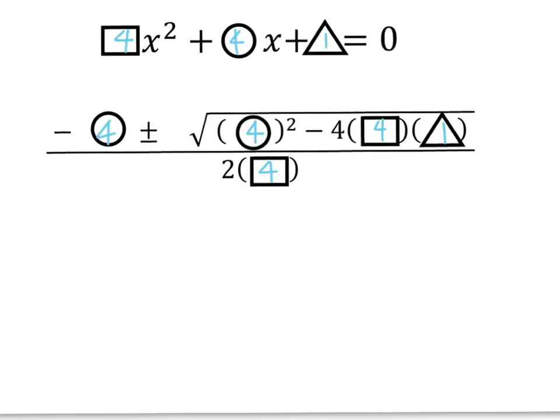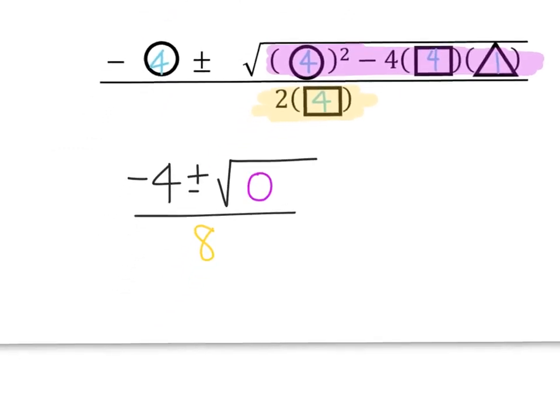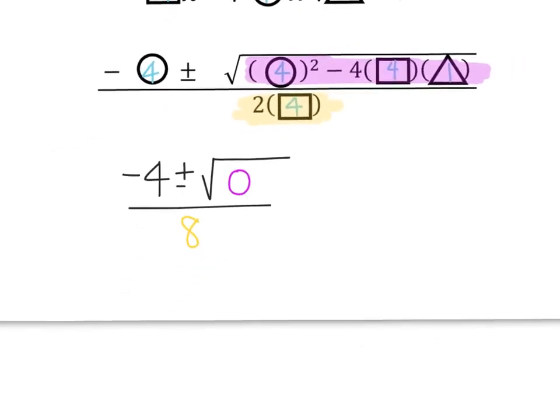So now all we have to do is figure out what our discriminant is. Remember, the discriminant is the part underneath the square root symbol. So it's 4 squared minus 4 times 4 times 1. We're going to plug that in the calculator. So we have negative 4 plus or minus the square root. When you type all that in, 4 squared minus 4 times 4 times 1 is going to give you 0. So we get 0 for our discriminant, divided by 2 times 4, which gives us 8 for the denominator. So our problem looks like negative 4 plus or minus the square root of 0, divided by 8.